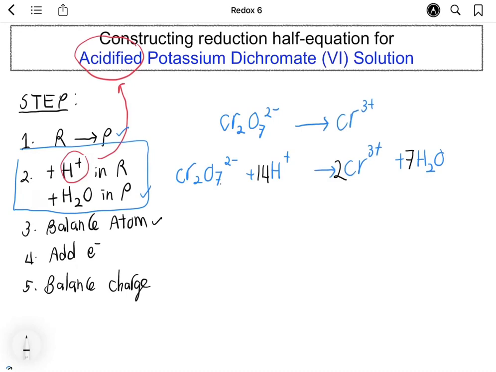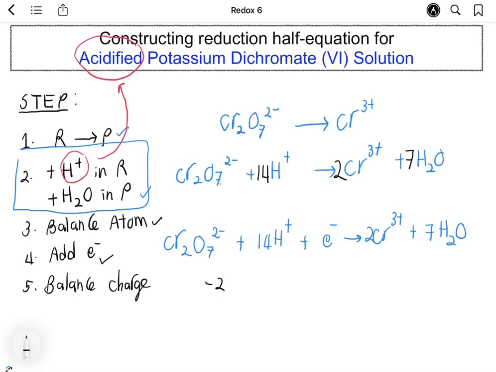Next, we need to add electron. And since this is a reduction process, reduction involves gain of electron. So electron is written on the reactant side of the equation. Now, in order to balance the charge, we need to first determine the net charge in the reactant, net charge in the product. So dichromate ion is -2 and 14H+ is +14, making the net to be +12. 1 Cr is 3+, 2 Cr is +6, while water is neutral, 0. So in order for +12 to be balanced to become +6, we need to add 6 electrons. So that +12 minus 6 is +6, and now the charge is balanced.